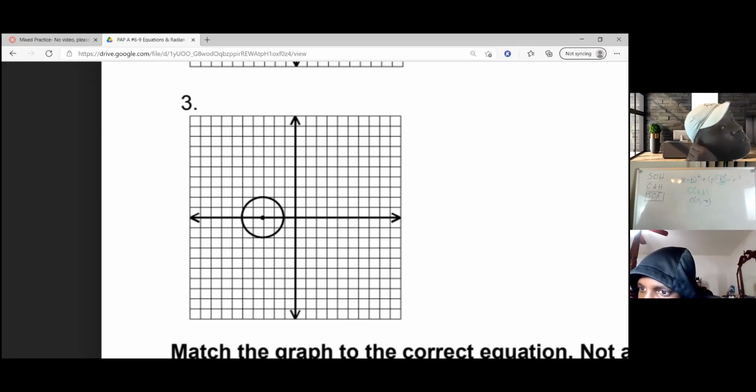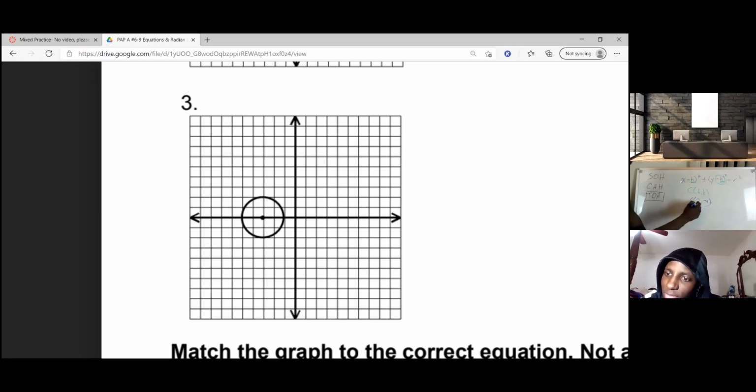We have to... hold on, I lost it. We have to split them up. Okay, it's X and Y. So this goes with the X, this goes with the Y. So tell me what to write.